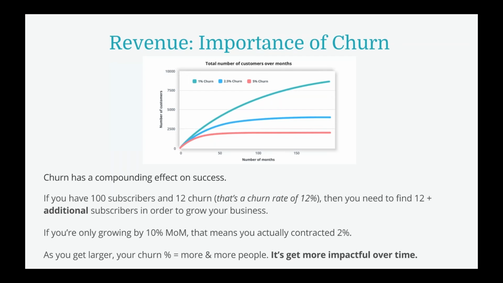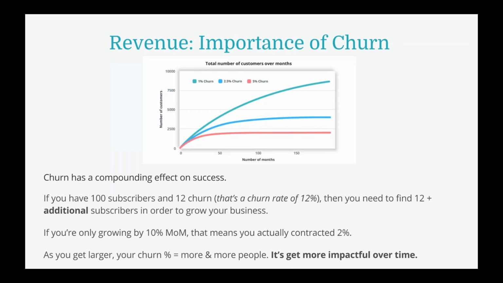Let me just say this before we jump into that specifically. If you still need help figuring out what the math would be, there's a brief example here. If you had 100 subscribers and 12 people cancel, or churn, that means you'd have a churn rate of 12%. So you need to find at least 12 people to stay at the same mark of 100 subscribers, right? If you're only growing by 10% month over month, and you churn 12% that month, that means you actually contracted 2%. Even though you got 10 more subscribers with the 100, you still churn more than you gain. So your net churn, you could call it, would still be 2%.